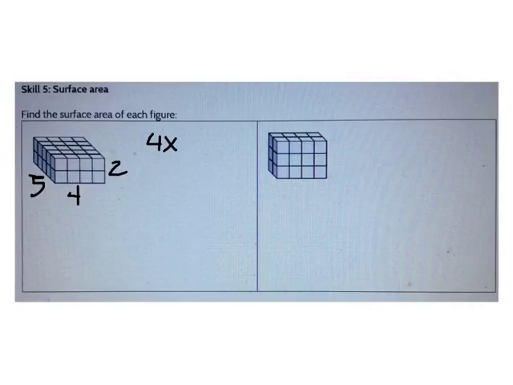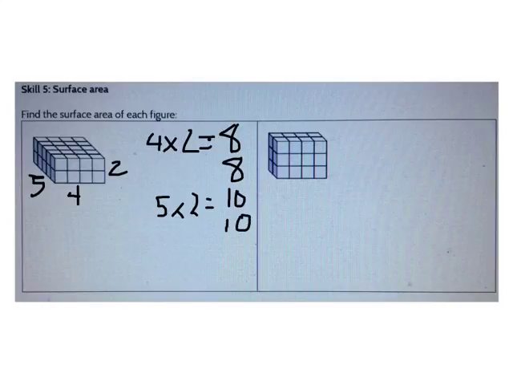The base is 4 and the height is 2. Well, 4 times 2 is 8. That means that the back face also has an area of 8. What's the area of the side face? The base is 5 and the height is 2. The area is 10. That means the area of the other side is also 10.